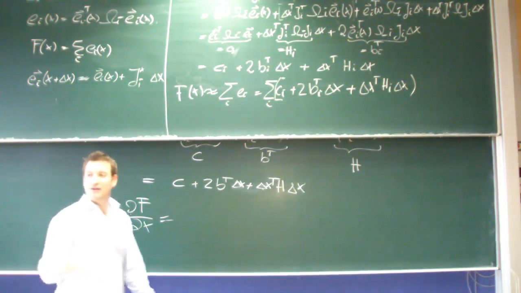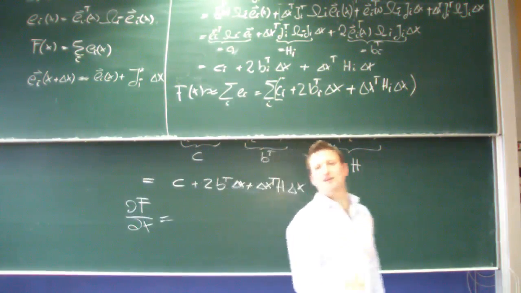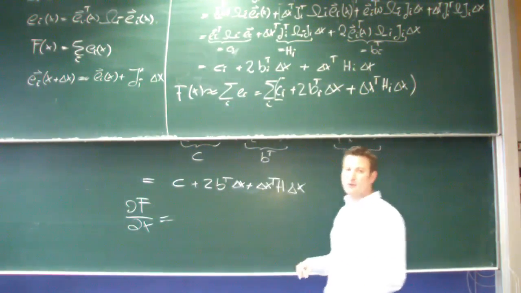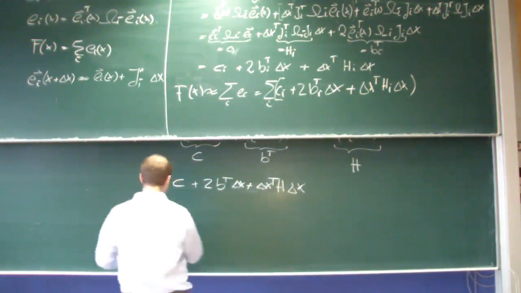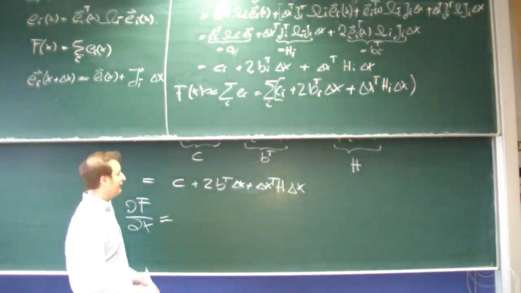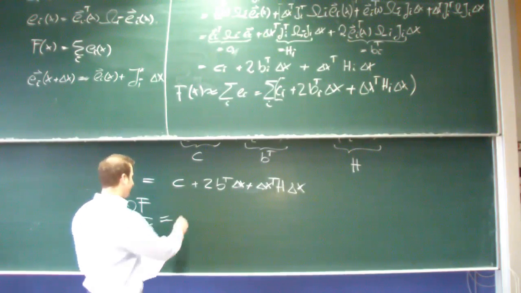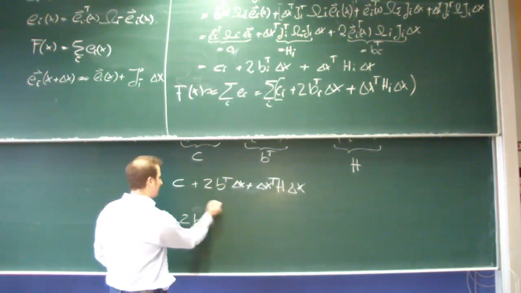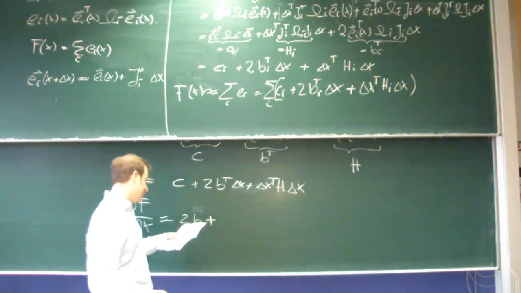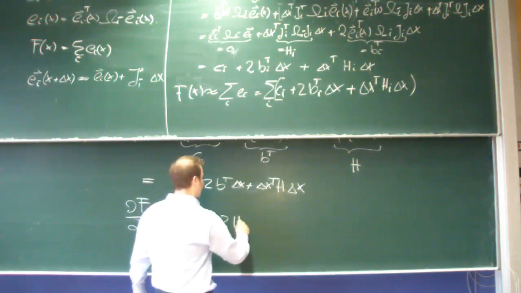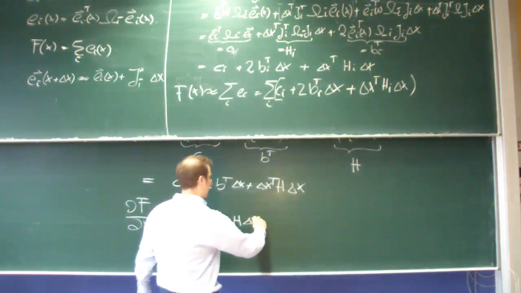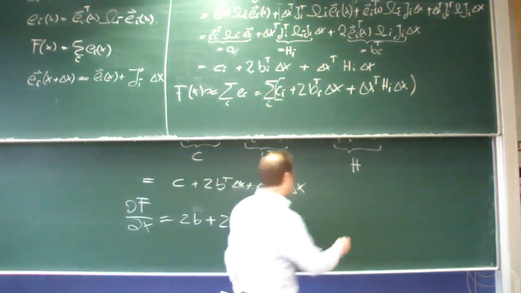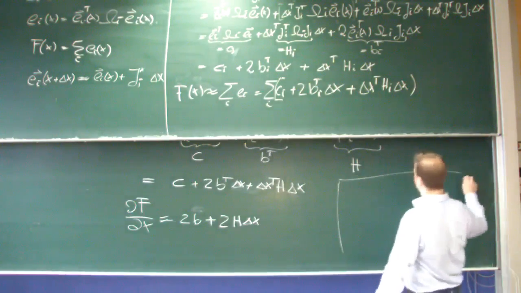I also put it on the website, a matrix cookbook. Just look up a couple of pages and look for quadratic form, how to derive a quadratic form, and then the result for this derivation is given by 2b plus 2h delta x. So this comes from the general quadratic form.